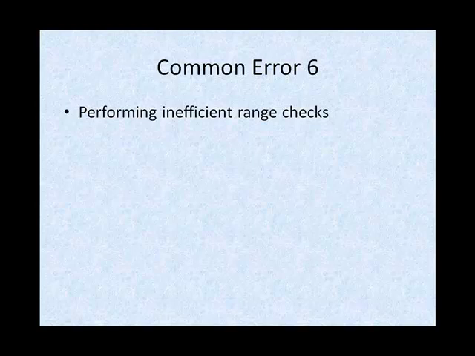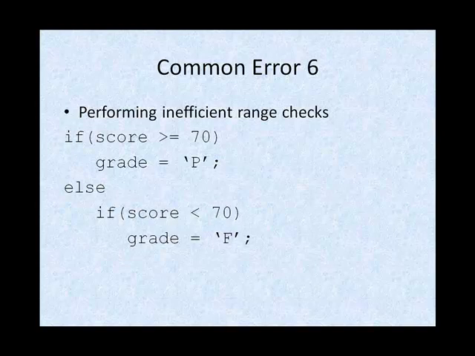Another common problem arises when you perform range checks inefficiently. For example, suppose you write if score is greater than or equal to 70, set the grade to P for passing. Else, if the score is less than 70, set the grade to F for failing. Logically, there's nothing wrong with this, but asking if score is less than 70 is a waste of time, because if score is not greater than or equal to 70, then it absolutely must be less than 70. This if statement will always be true, and you might as well not ask it.